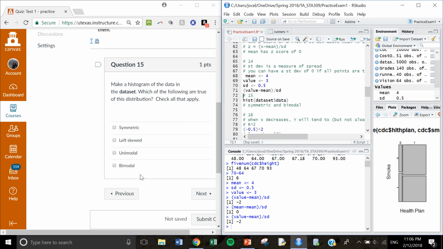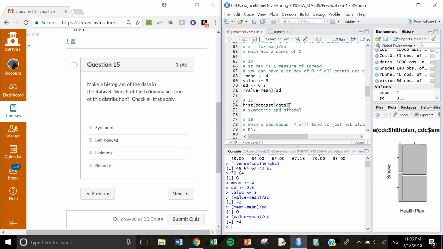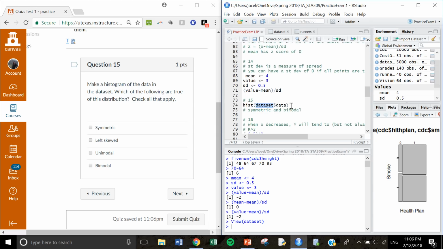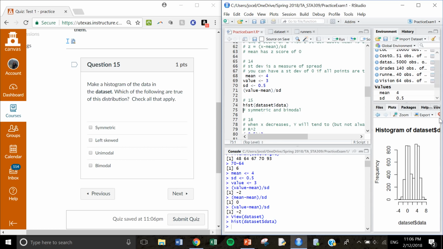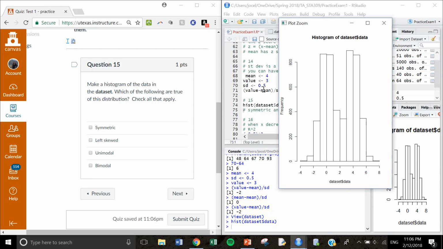Question number 15. Make a histogram of the data in dataset. Which of the following are true about this distribution? So we're just going to make a histogram, which is the function, and we're going to do dataset, which is the name of the data. And then we have to do the dollar sign and the column called data. So I'm going to do that. I can make this a little bit bigger. And we're saying, is it symmetric? Is it left skewed? Is it unimodal?